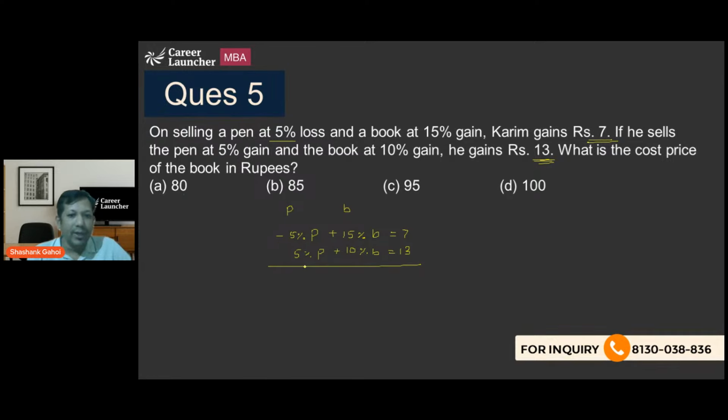Just add both the values. Just look at this number, add both the numbers. So this cancels out. So you are going to get 25% of B, and that is equal to 20. So 1 by 4 of B is equal to 20. So B comes out to be 80. Means cost price of book is going to be 80 rupees, and that's my option A.